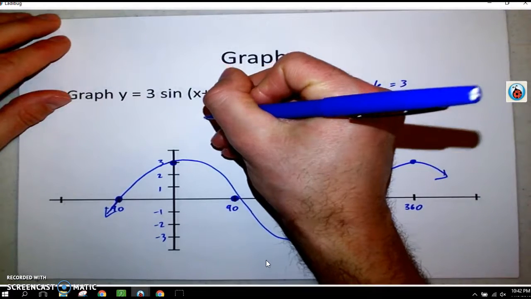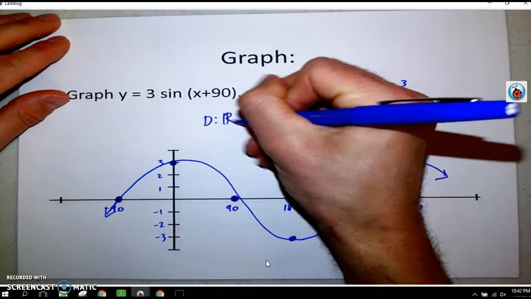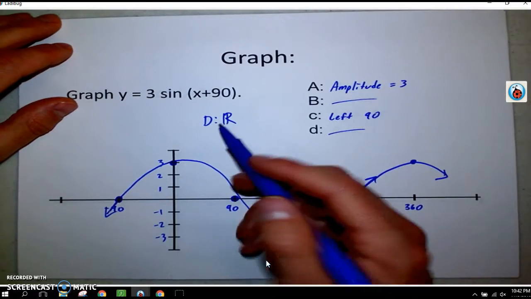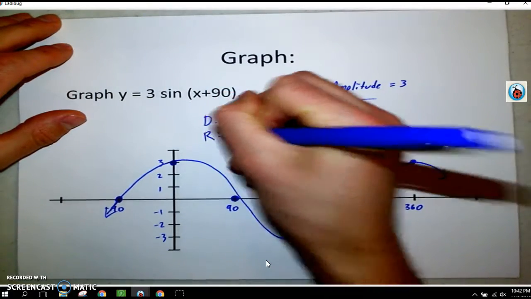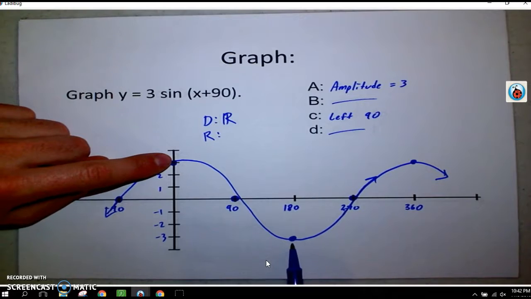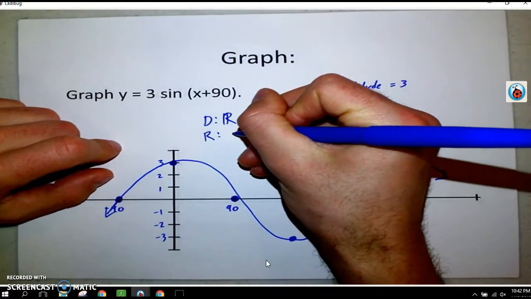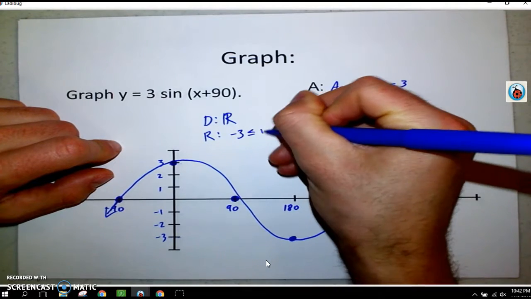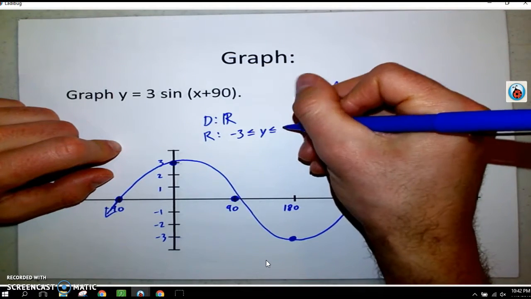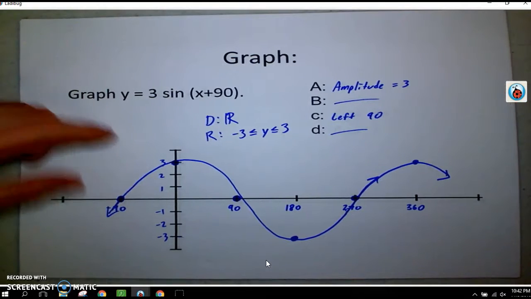Just a little bonus action right here. Reminder that for sine and cosine, your domain is always all real numbers. And this time for my range, I would say that my range is going from -3 to +3. So as a compound inequality, I'd say -3 less than or equal to y, which is less than or equal to +3.